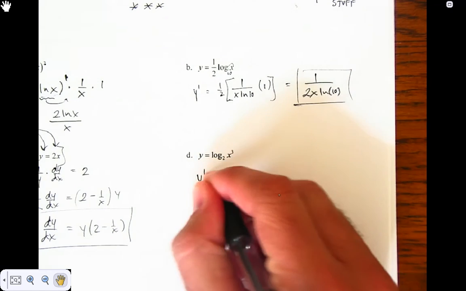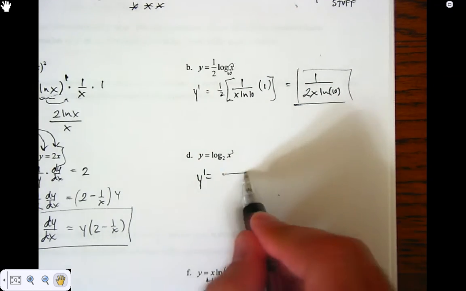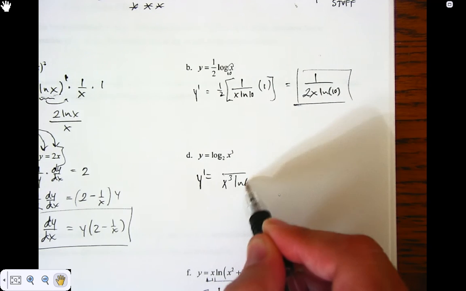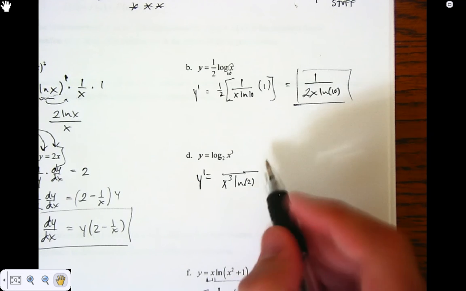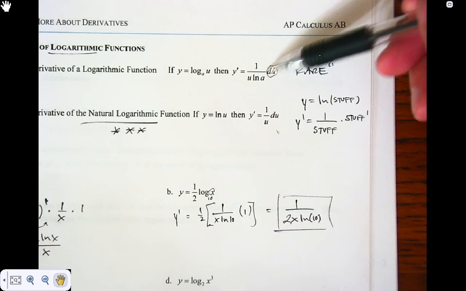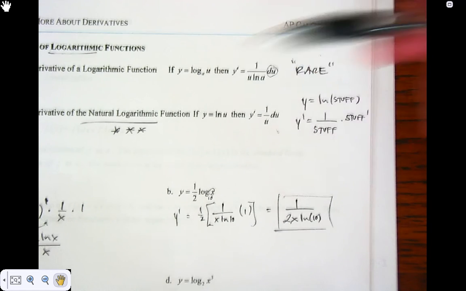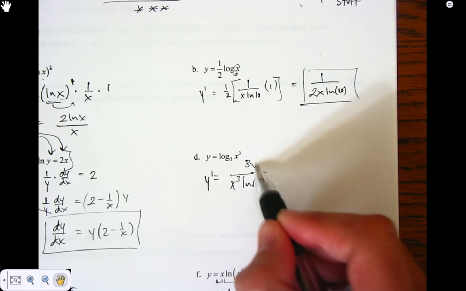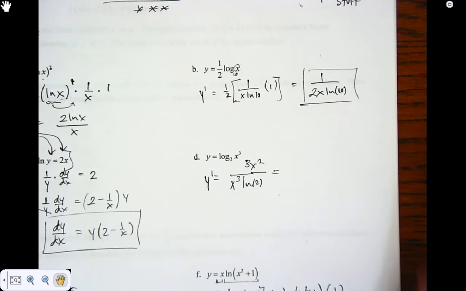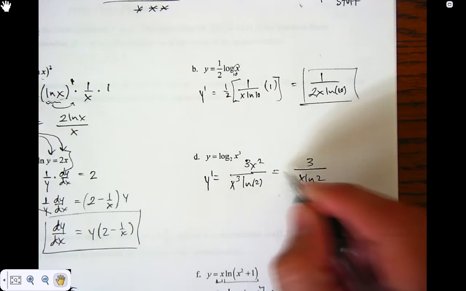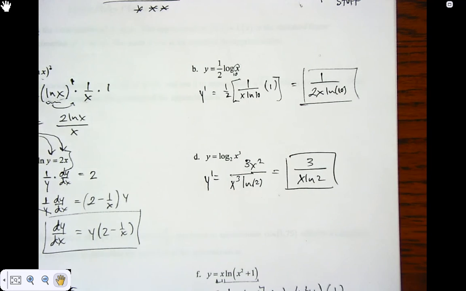Okay, so using the same rule again, we'll just jump in here. Y prime equals. We know that this stuff goes down below, so I know I have x cubed. I know I have to do ln of whatever that number is there, which is 2. And then up here, I'm supposed to multiply by the derivative of whatever u is. U is the argument, and so down here, the derivative of x cubed would be 3x squared. Simplifying that, some of those x's would cancel, giving me just 3 over x ln of 2. And that would be my derivative.